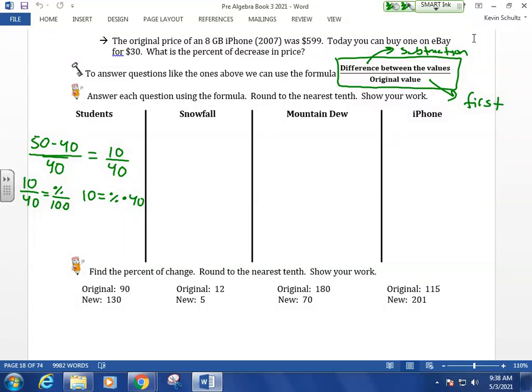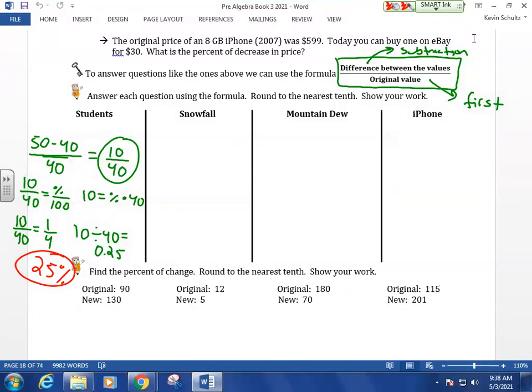Sure. You could simplify this fraction. 10/40ths equals 1/4, which Pierce knows is equal to 25%. Or, since you can use a calculator on this part of the test, you could just take 10 divided by 40, as it says. That's going to give you 0.25, which you then convert to a percentage. Either way you slice it, it's going to be 25%.